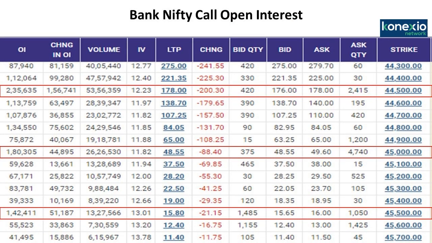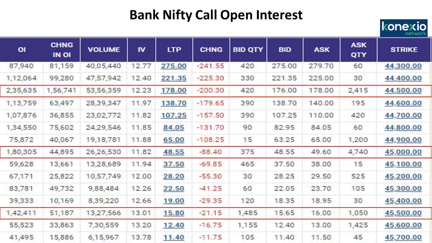So now, friends, let us check out the derivative data of Bank Nifty. Let us see Bank Nifty call data. You will see on the screen in Bank Nifty calls, the action was particularly seen in the 44,500 calls, 45,000 calls, and 45,500 calls.